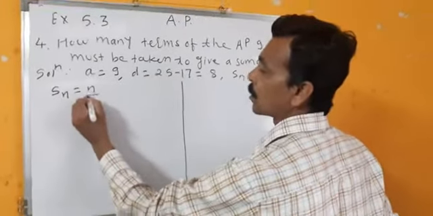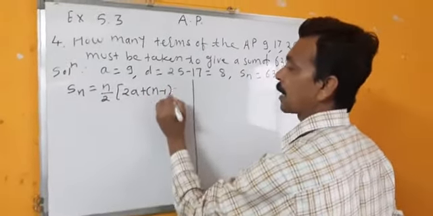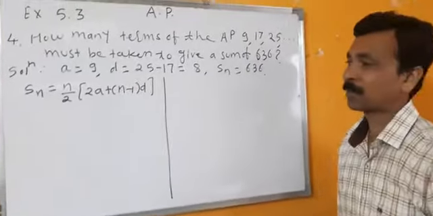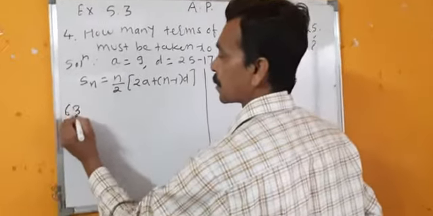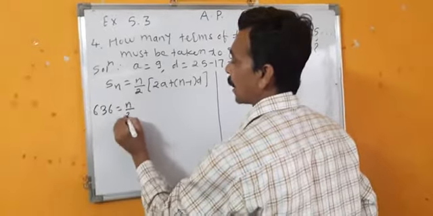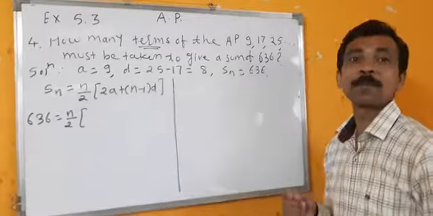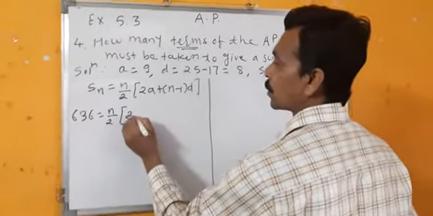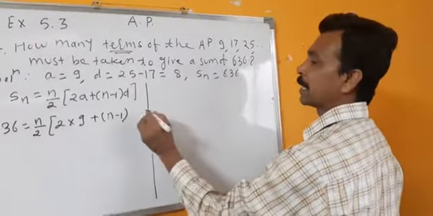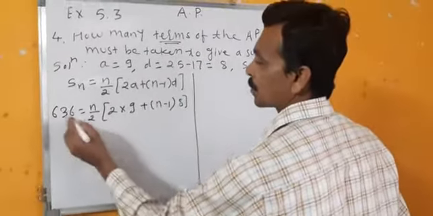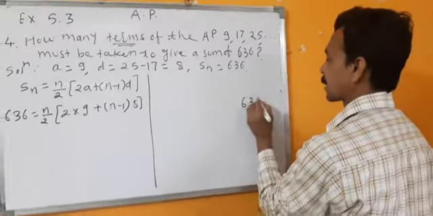Sn is equal to n by 2 into 2a plus n minus 1 into d. Sn is 636, so 636 is equal to n by 2. n will remain as it is because we have to find terms; terms means n. 2a is 2 into 9, plus n minus 1 into d, which is 8. Do cross multiplication: 636 into 2.